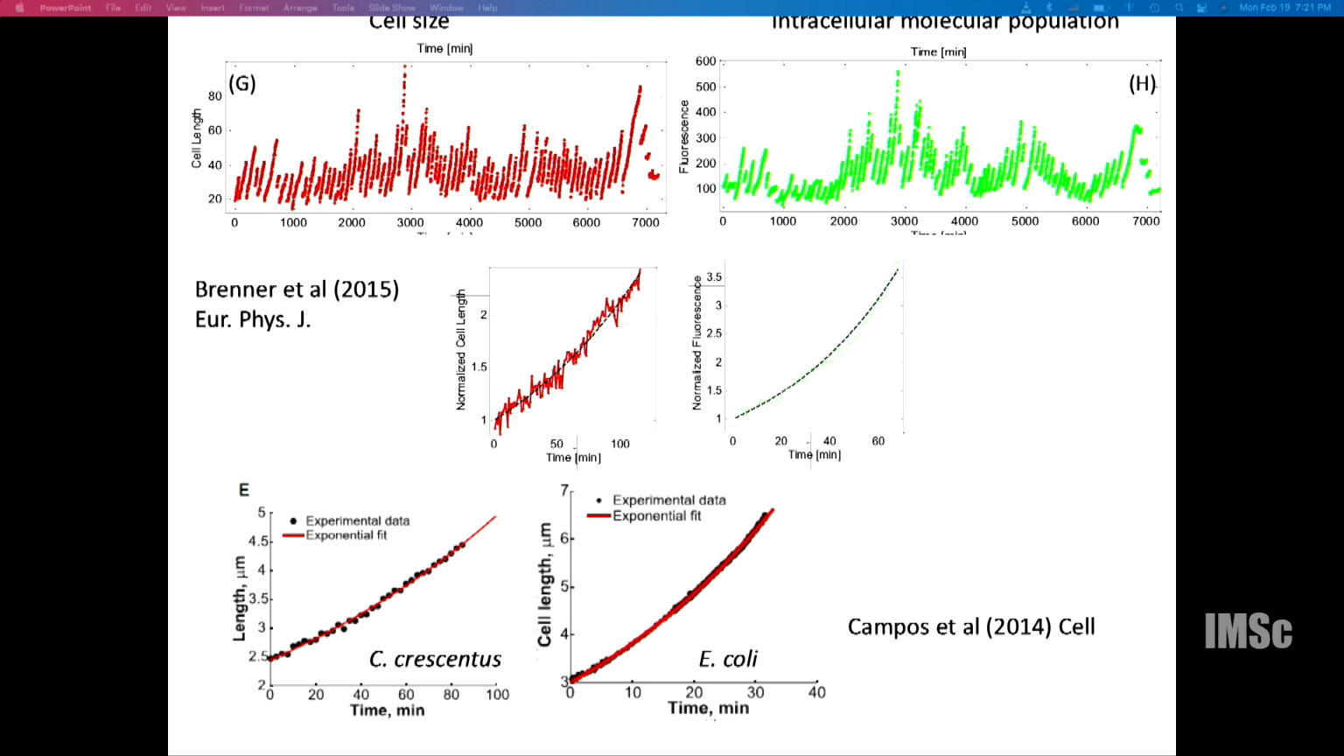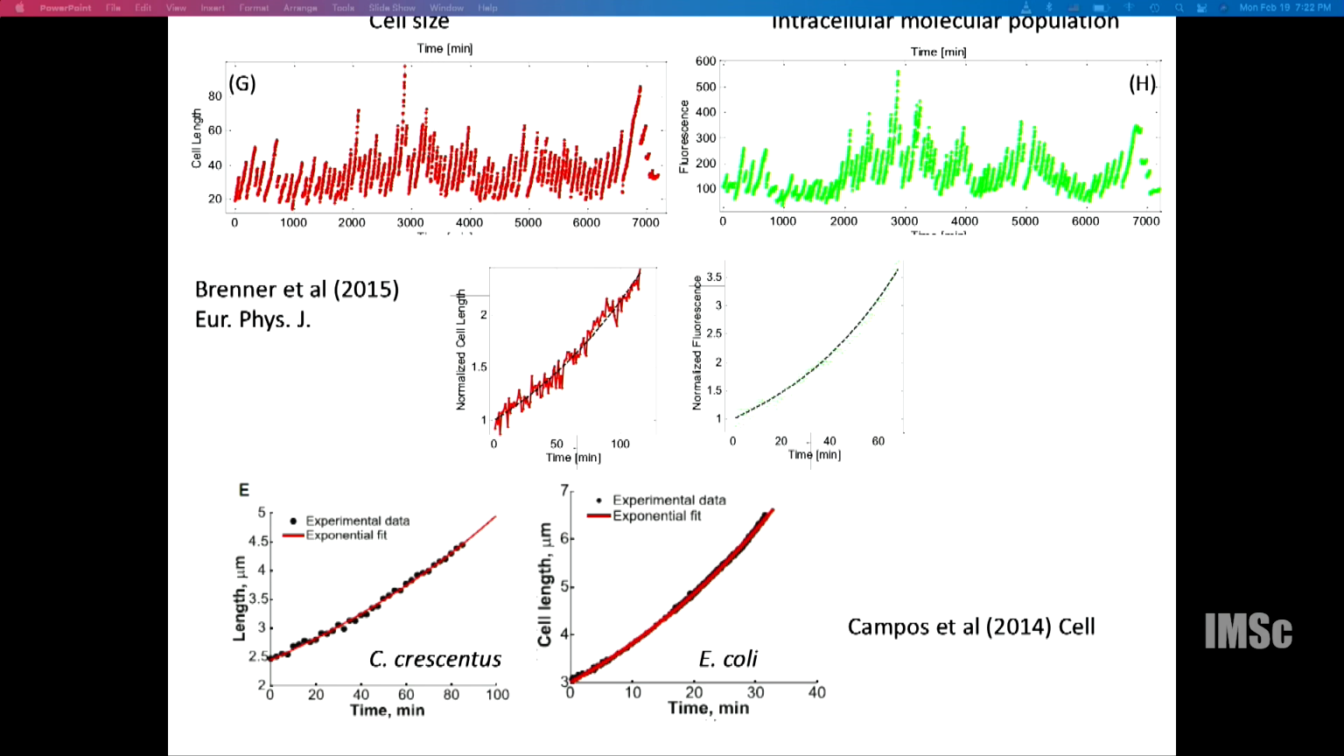Okay, and so if you look at the third picture, where you're looking at a particular trajectory of a single cell from growth to division, that is very well approximated by an exponential curve. And this happens in a number of different bacteria. Similar kinds of things happen.